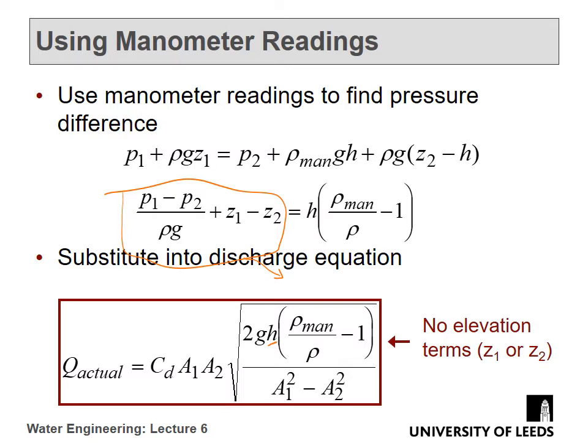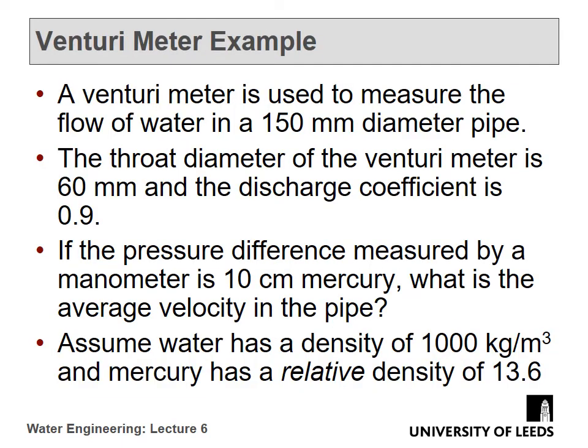So that's the point. No elevation term Z1 or Z2. Let's look at an example. The Venturi meter is used to measure a flow of water in a 150 millimeter diameter pipe. The throat diameter, so the narrow bit, is 60 millimeters, with a coefficient of discharge CD equals 0.9.